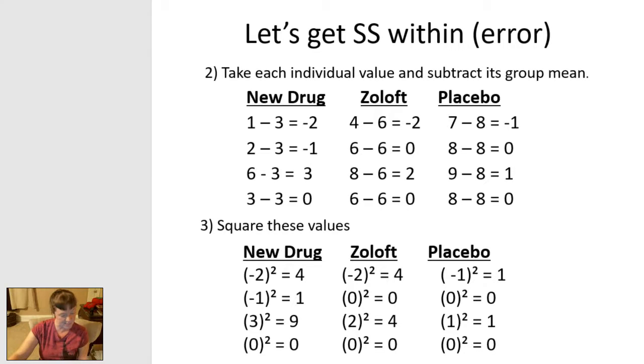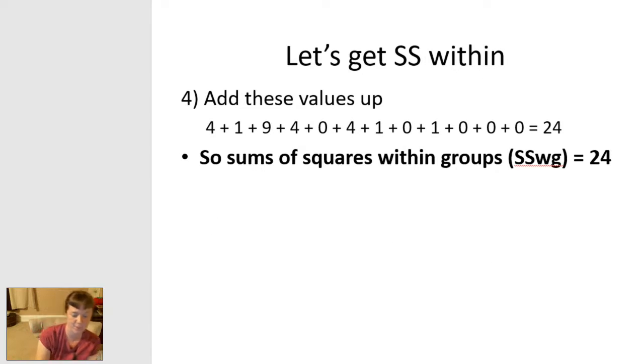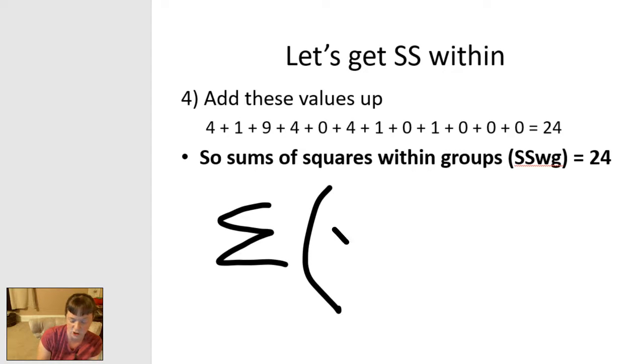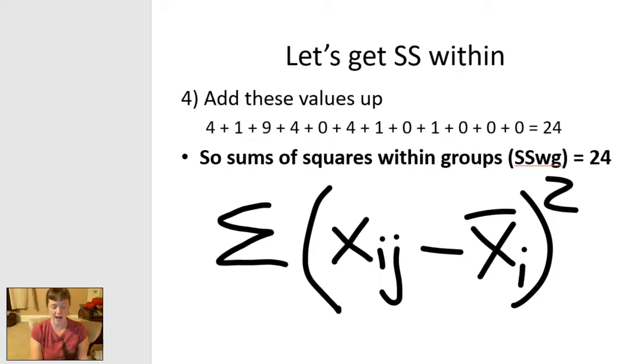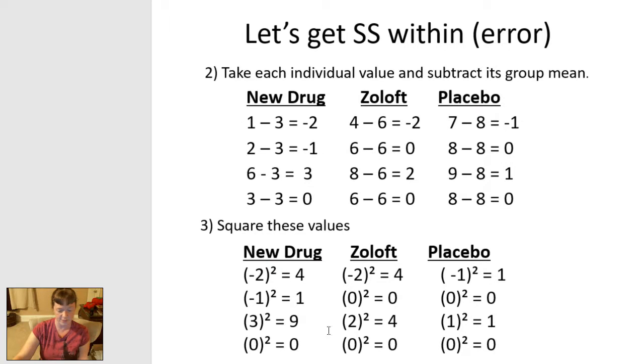My last step is to add them up, because, again, the equation for the sums of squares within is to look within the group and see how each person is different from their own subgroup average. Square those, add those up. Now I have my sums of squares within the group. My sums of squares within the group is 24. Because 4 plus 1 plus 9 plus 4 plus 0 plus 4 plus 1 plus 0, on and on and on, is 24. Where did all these numbers come from? Over here.